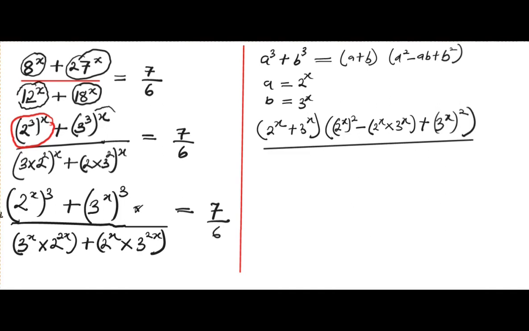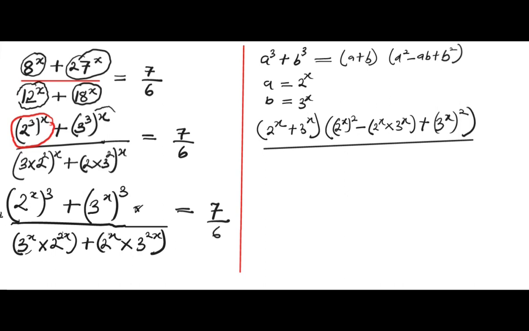So we have divided by. Now, if you look at this denominator very well, we have here 3 raised to the power of x, okay? And the coefficient of this index here is 1. And here we have 3 raised to the power of 2x. And the coefficient of this index is 2. So we have 2 raised to the power of 2x. And the coefficient of this index here is 2. And we have 2 raised to the power of x. And the coefficient of this index is 1.